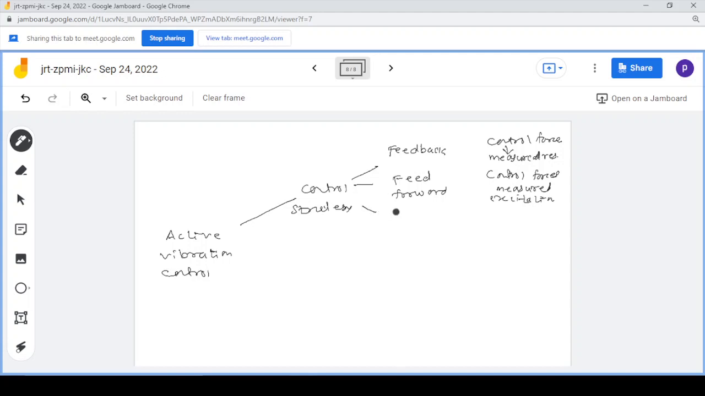Then we have feedback feed forward, a combined feedback and feed forward control. These are factors related to the control strategy. Now let us look at the control devices.